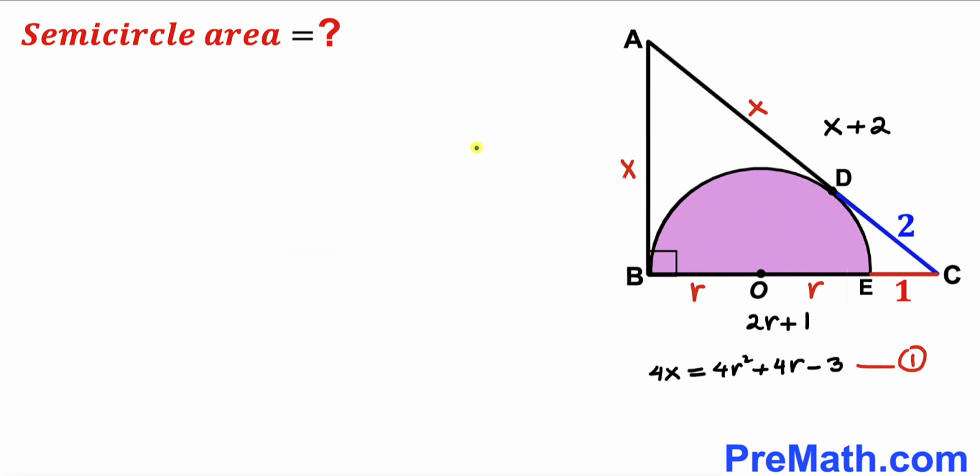And here's our next step. I'm going to connect this center O with this point D, as you can see in this next step. Now we can see this OD is the radius of this purple semicircle, so I am going to label this radius as lowercase r as well.